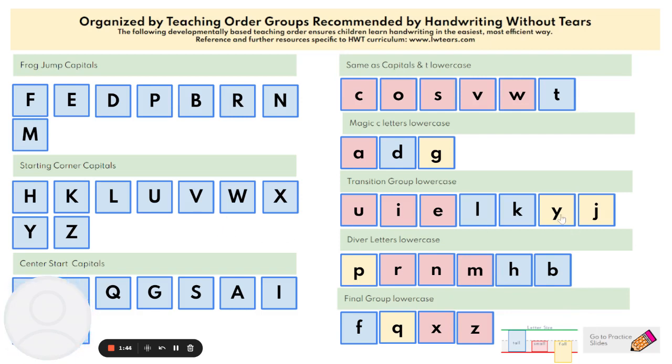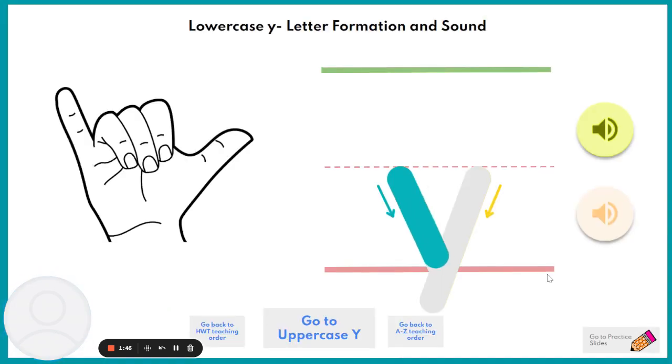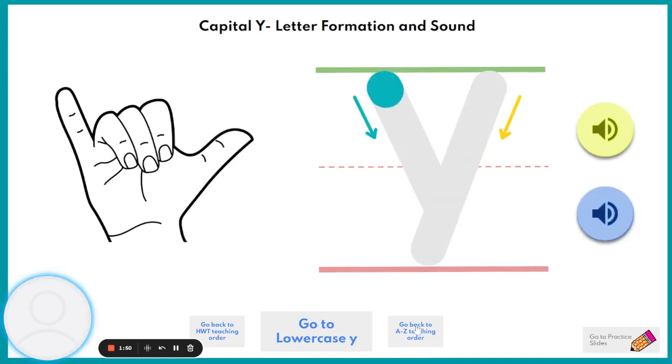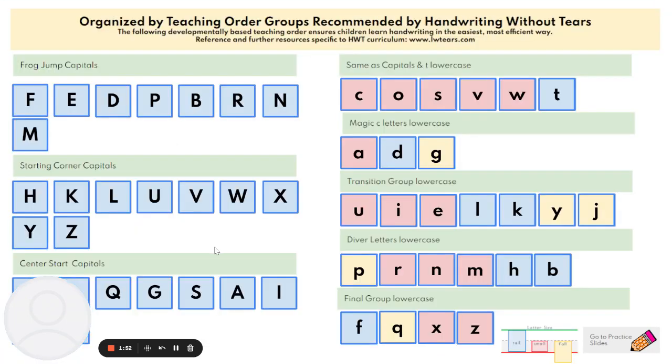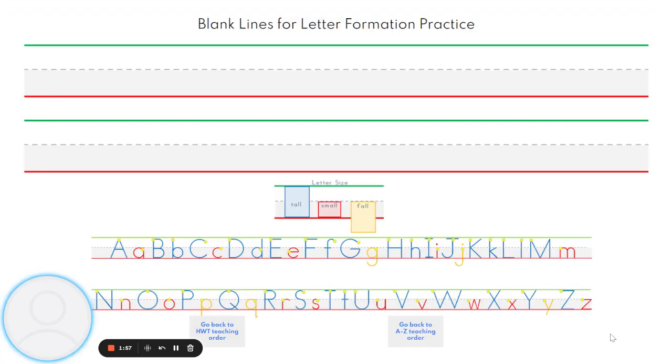If I wanted to go to a low letter, let's go to Y. You can toggle straight to there, and you can go to uppercase. You can go back. And then I'll just show you at the end. So that goes through all the letters like that.